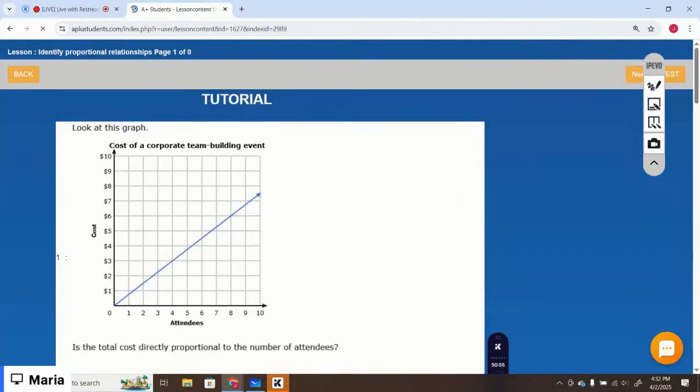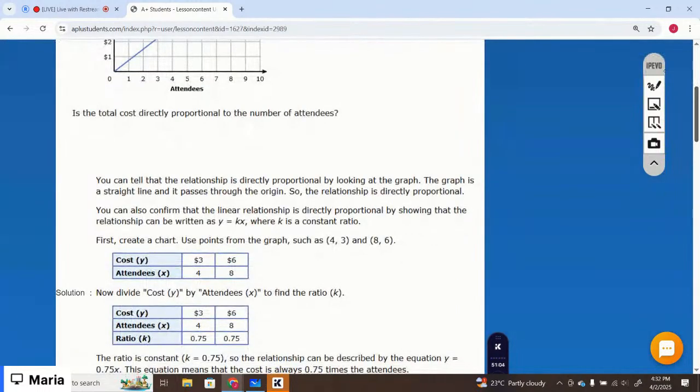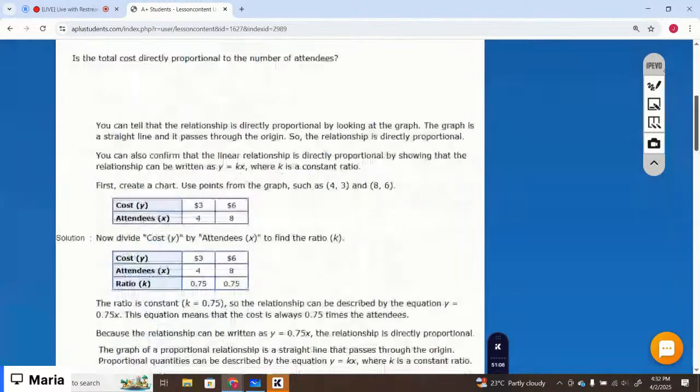Identify proportional relationships. Look at this graph. Is the total cost directly proportional to the number of attendees? Just calculate any values from the graph and calculate the constant of variation k, right? That is y over x, 0.75, y over x, 0.75. So the graph of a proportional relationship is a straight line that passes through the origin.